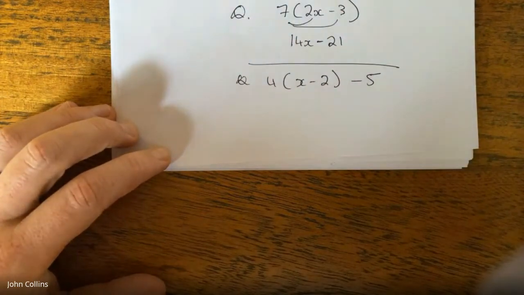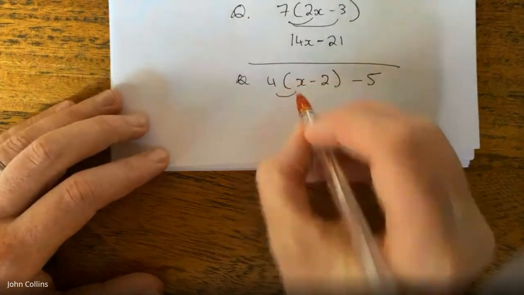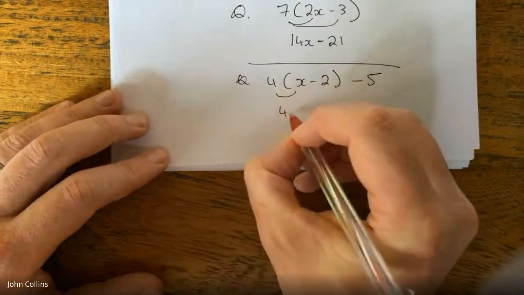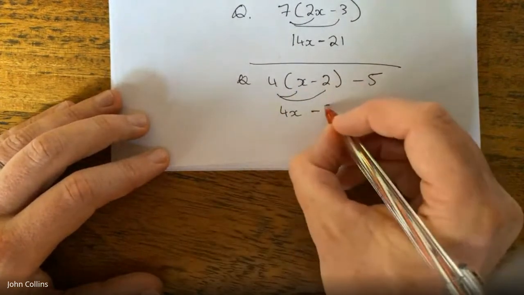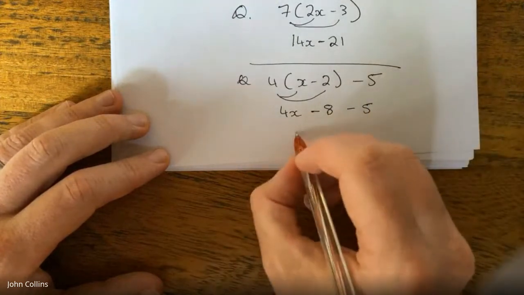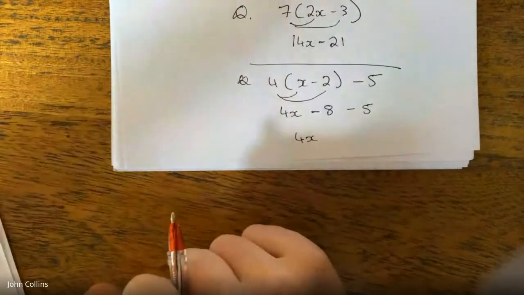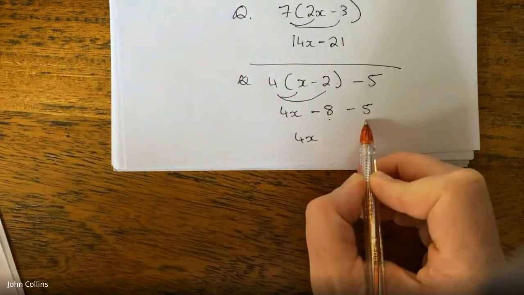And we finally have the first correct full answer in. So 4 times x is 4x. 4 times negative 2, negative 8. And then just take away 5. Now 4x is nobody, so it's 4x. Negative 8, take away another 5.